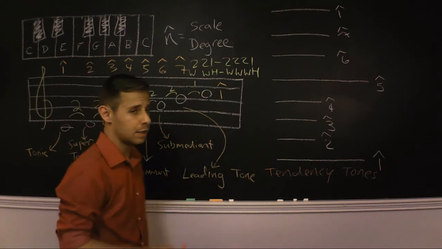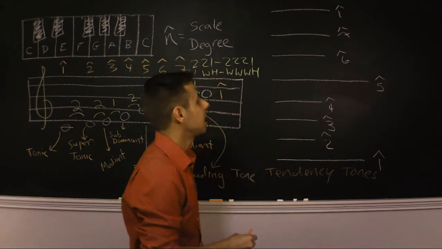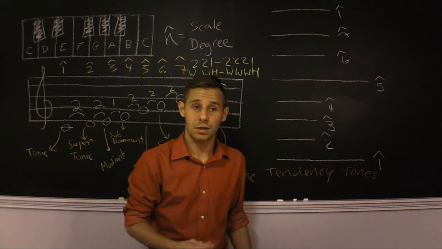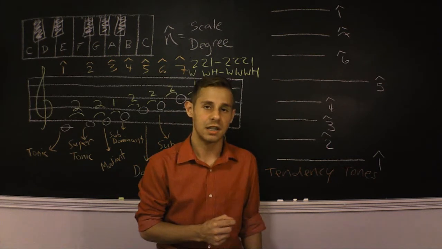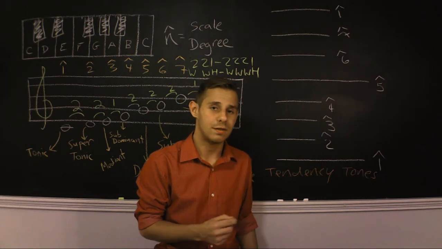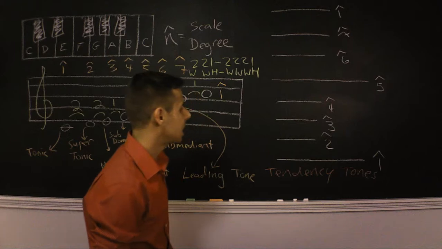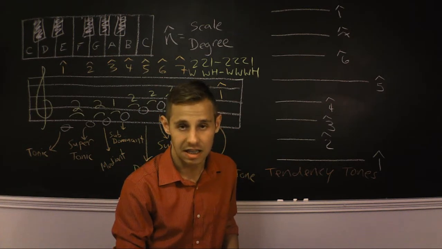Now I'm going to use 3 different colors. I'm going to use red, yellow, and then green. And the red represents very, very strong tendency tones, ones that are really prevalent and you can really hear the tension. Yellow will be a medium tension, and green will be a very light, if any, tension. So we're going to start with the one we've been talking about, the 7 to 1, the B to C at the end of the scale.